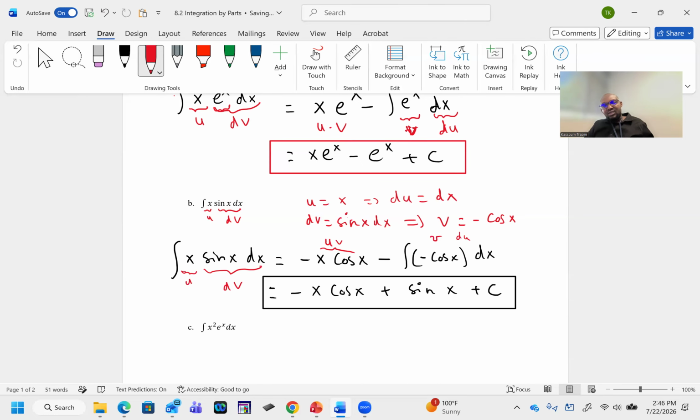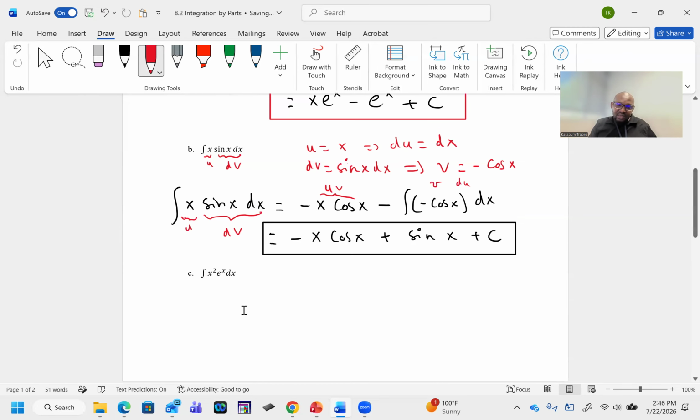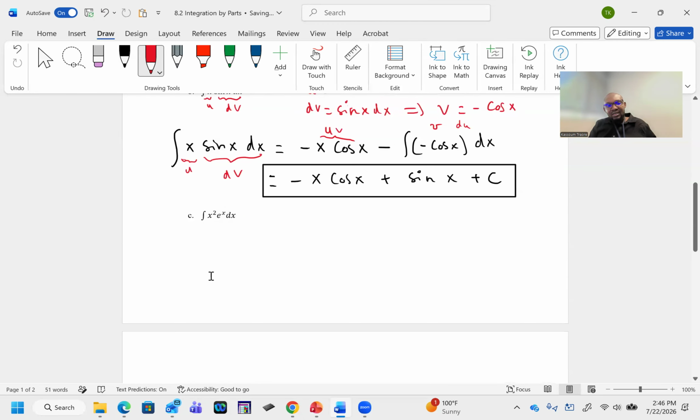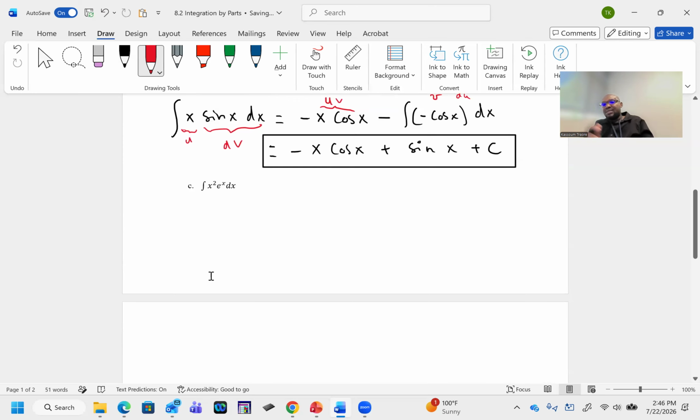Okay, so now let me make it a little bit more complicated. The integral of x squared times e to the power of x dx. So in this case, again, still we have x squared times e to the power of x dx. So I have what? u times dv.